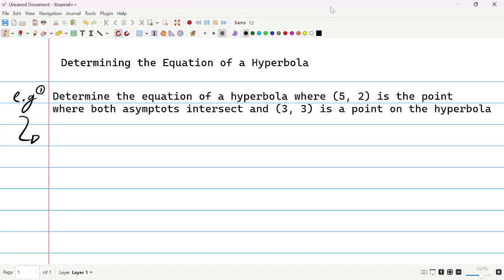Hello everybody. So we need to determine the equation of a hyperbola. There's two types of ways they can ask a question like this. So here's the first one.